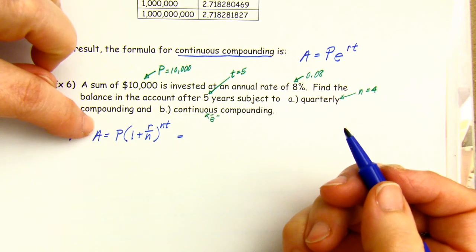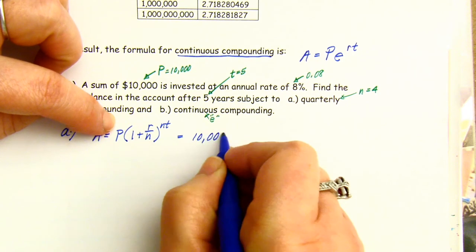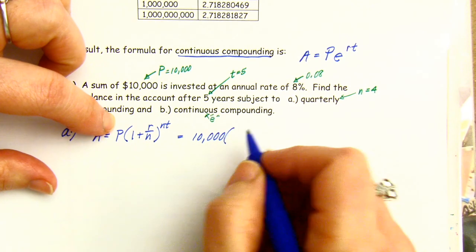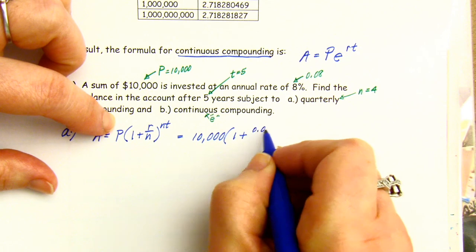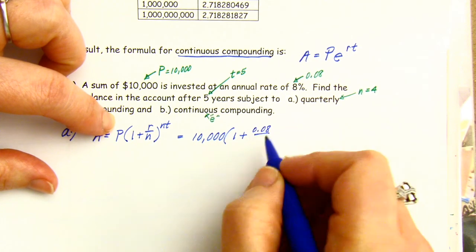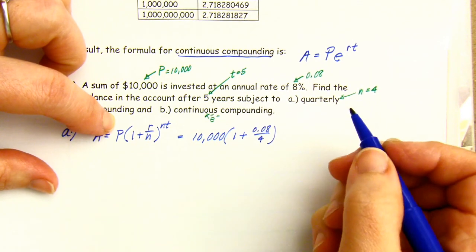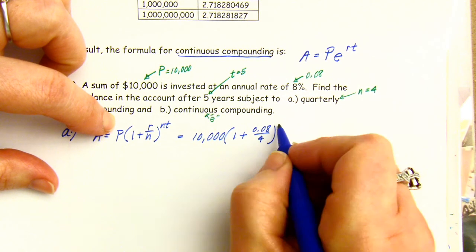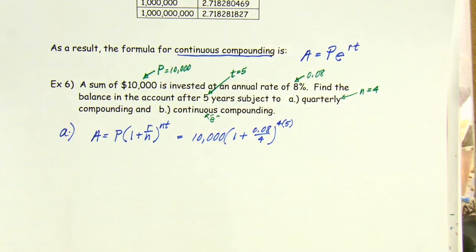I'm going to substitute the value of P, 10,000, times 1 plus R, 0.08, divided by N, which is 4, raised to the NT power. Well, N is 4, T is 5. So this becomes raised to the 4 times 5 power. So why don't you pause the video and type this into your calculator and see what you come up with.